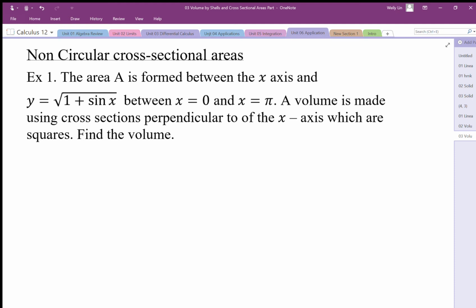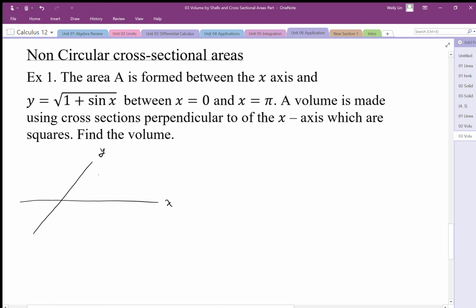So we can generate volumes not just by rotating things, but by taking some cross-sectional area that forms with part of the graph. In this case, we're going to do it with the x-axis. So let's take a look at an example here. We're going to have a function, and I'm just going to lay it like this. The function is going to be the square root of 1 plus sine x.